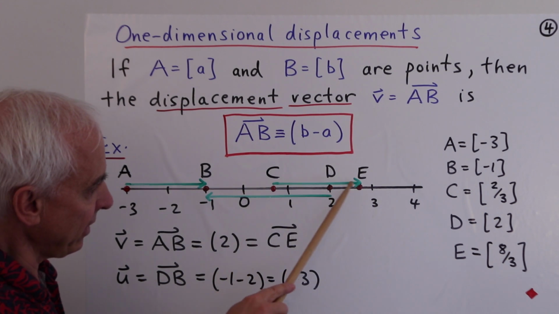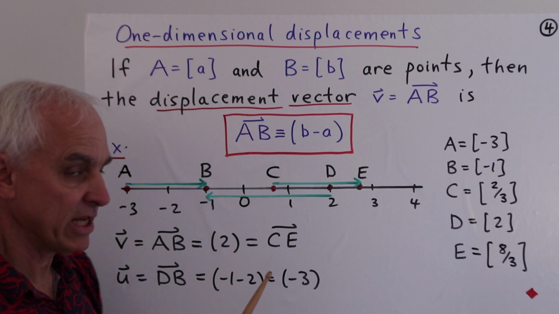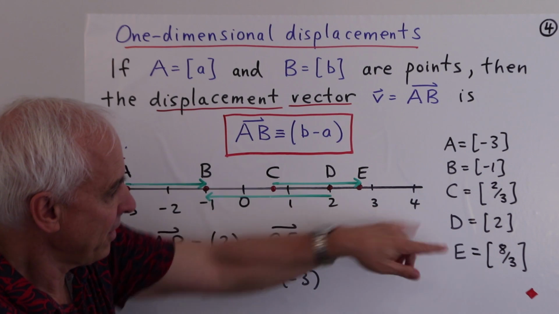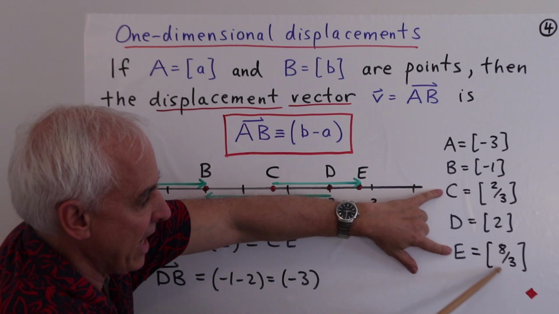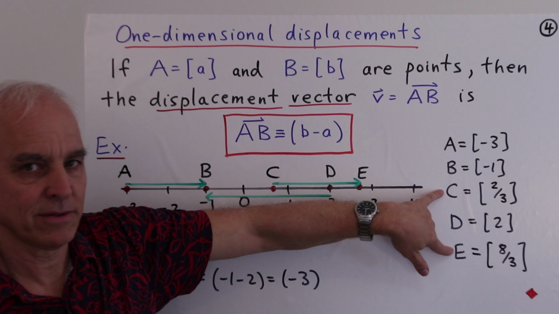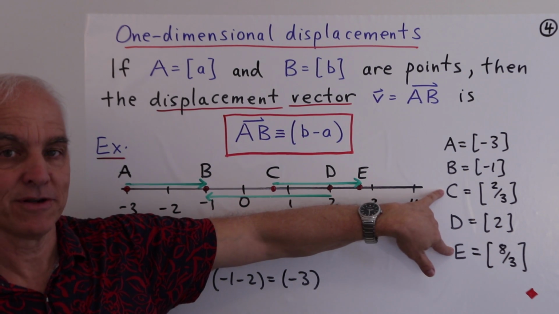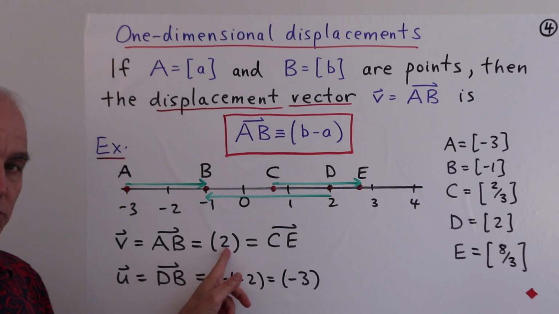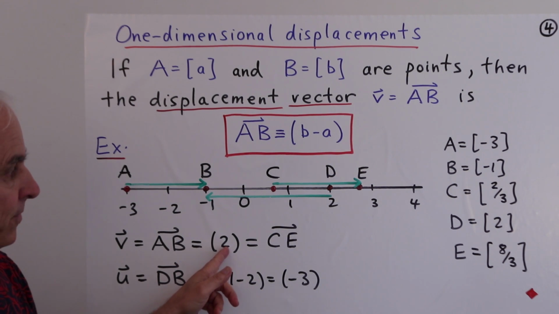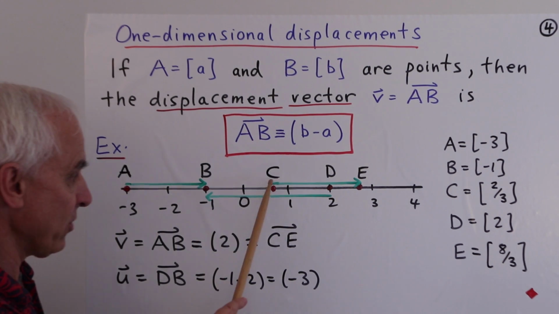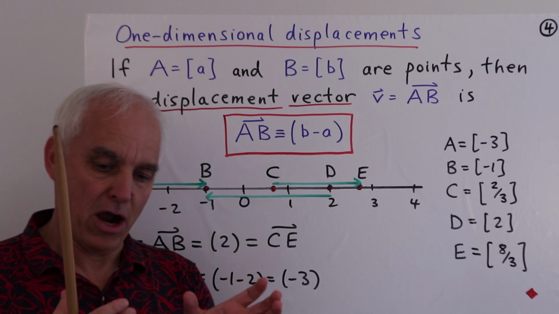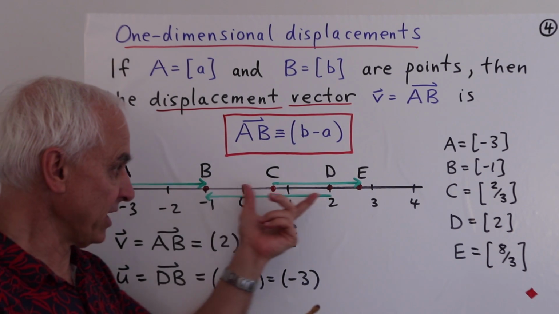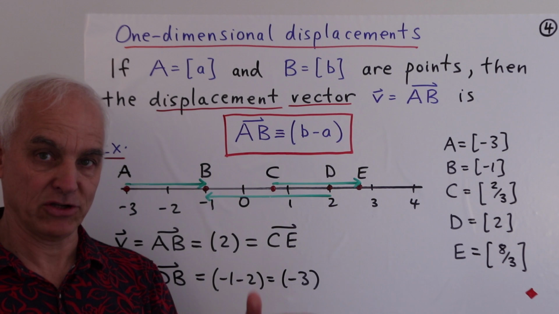Now have a look at CE, the displacement vector between those two. There's C, there's E. To get the vector here, we have to take the difference. We have to take 8/3 minus 2/3. Well, that's 6/3, or 2. So the vector CE is also equal to the vector 2. So this displacement vector equals this displacement vector, even though they are in different positions. We'd have to translate this one to get that one, but they're actually the same vectors.